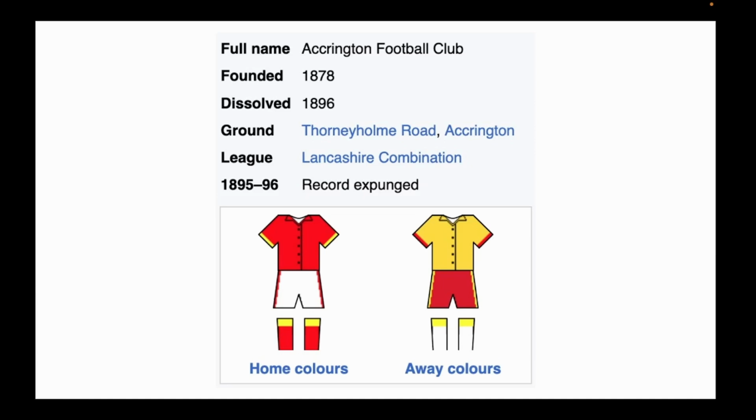Oftentimes clubs fold due to reasons of finance, or lack of finances, or problems at the boardroom level. Back in the day, just simply finding a kit. These kits are also atrocious, but we're not going to get into that.